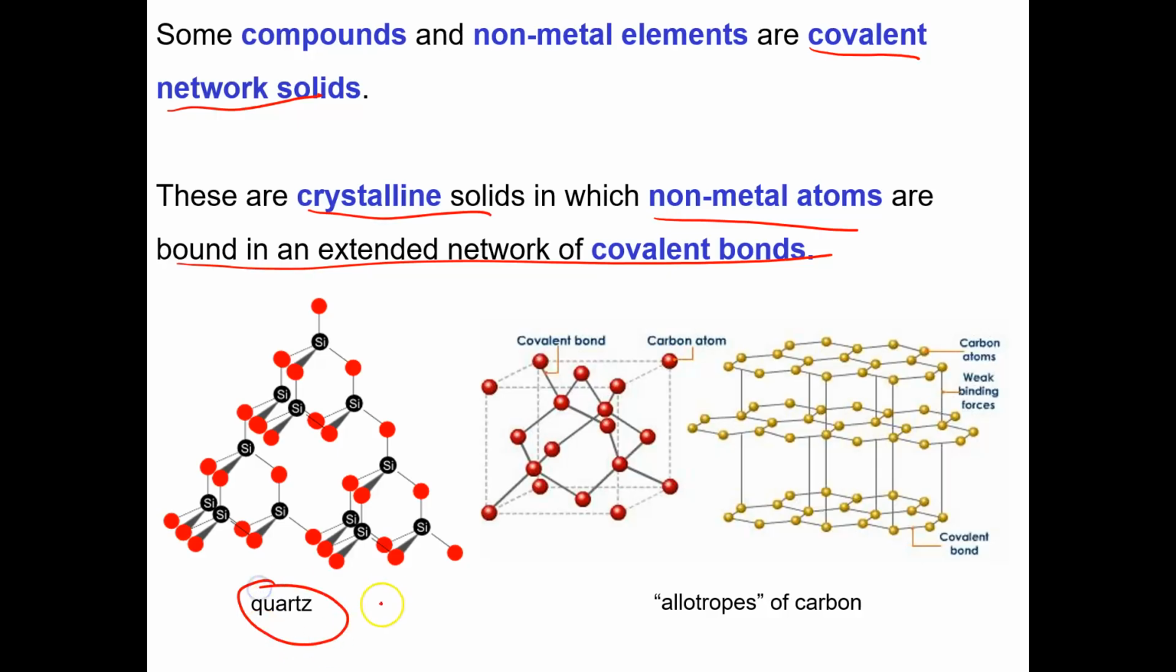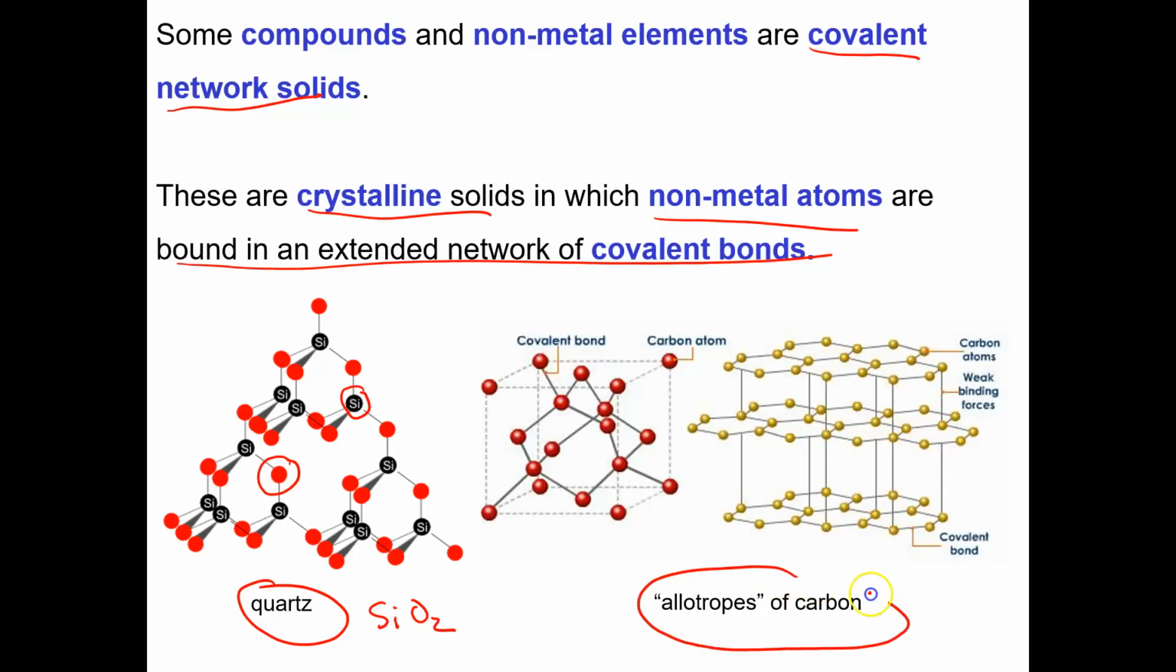So quartz, SiO2, is a covalent network solid. Every silicon atom is bound to 4 oxygen atoms in a tetrahedral fashion, and every oxygen atom is shared between 2 silicon atoms. So we have this array of covalent bonds that extends throughout the crystal.